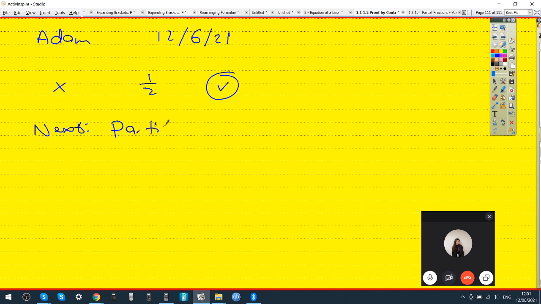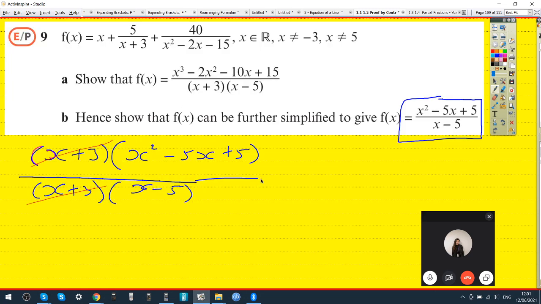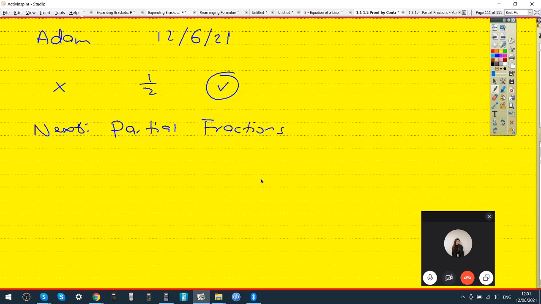It's partial fractions, and it is the opposite of this. They'll give you the answer, and they'll say, find out what two fractions were added. Any questions in general?